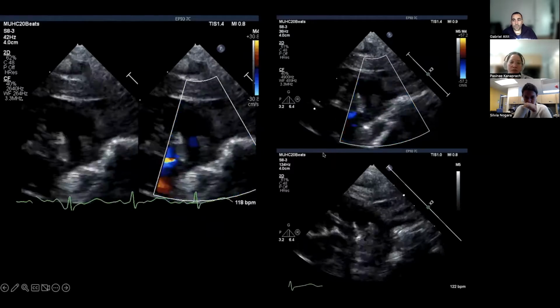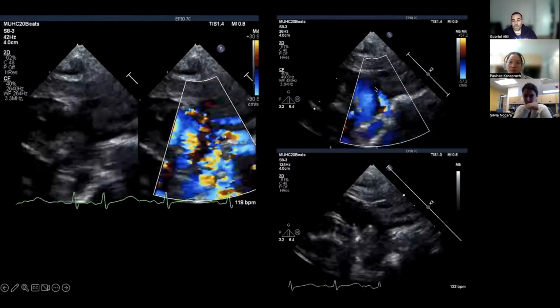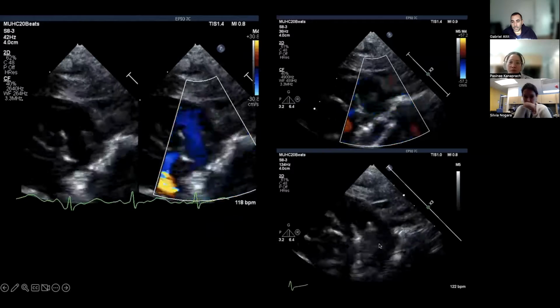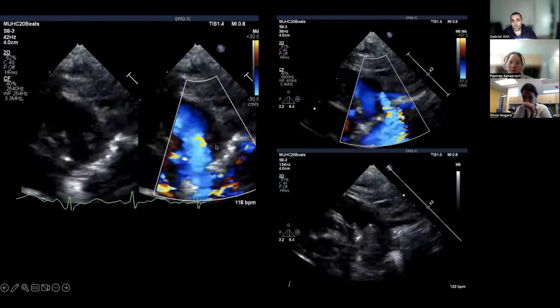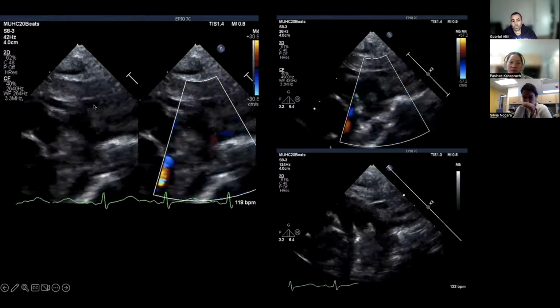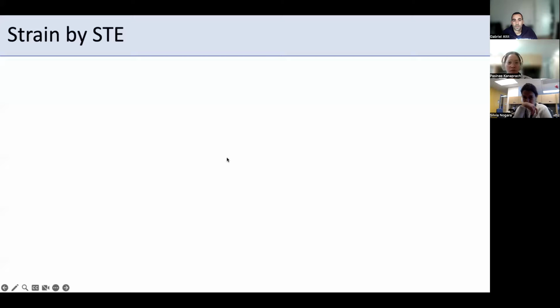Okay. This is another example of a right to left PDA here. We see it here in the bidimensional clip, and we can see that it has this blue flow as we're sweeping towards the aorta.